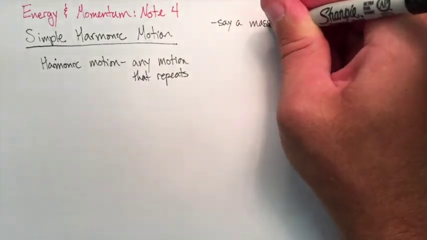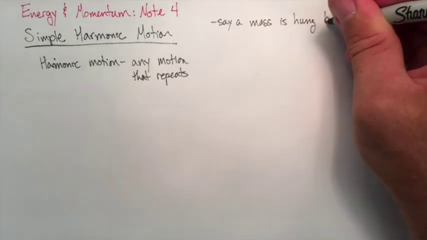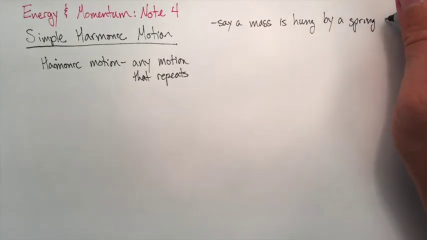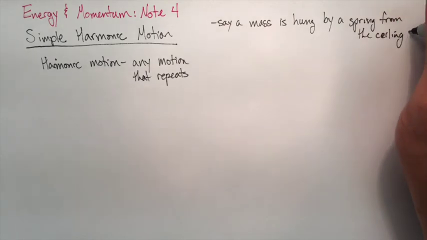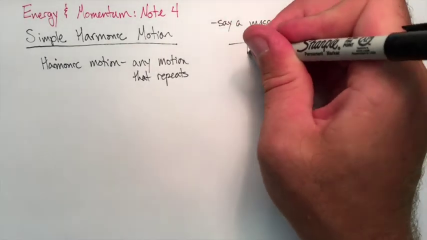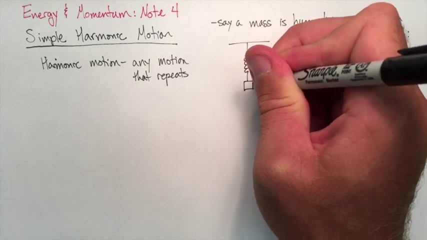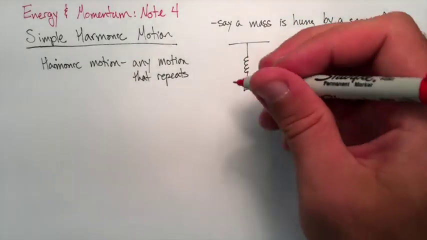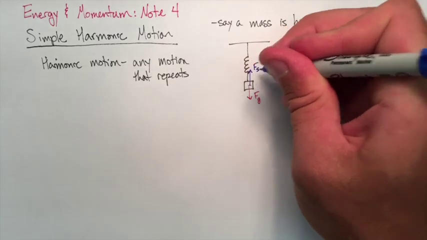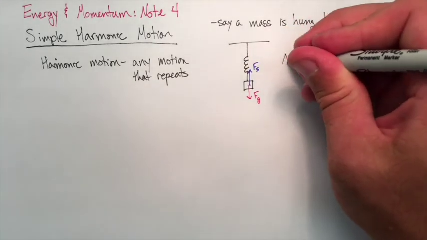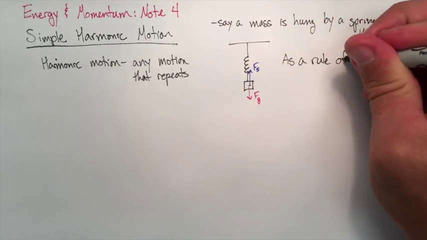The example that we're going to examine here is, let's say we have a mass on the end of a spring hung from a ceiling. If we were to hold that mass up and release it, it would bob up and down, and we could call that simple harmonic motion. So when that happens, eventually it'll slow down and come to a stop.